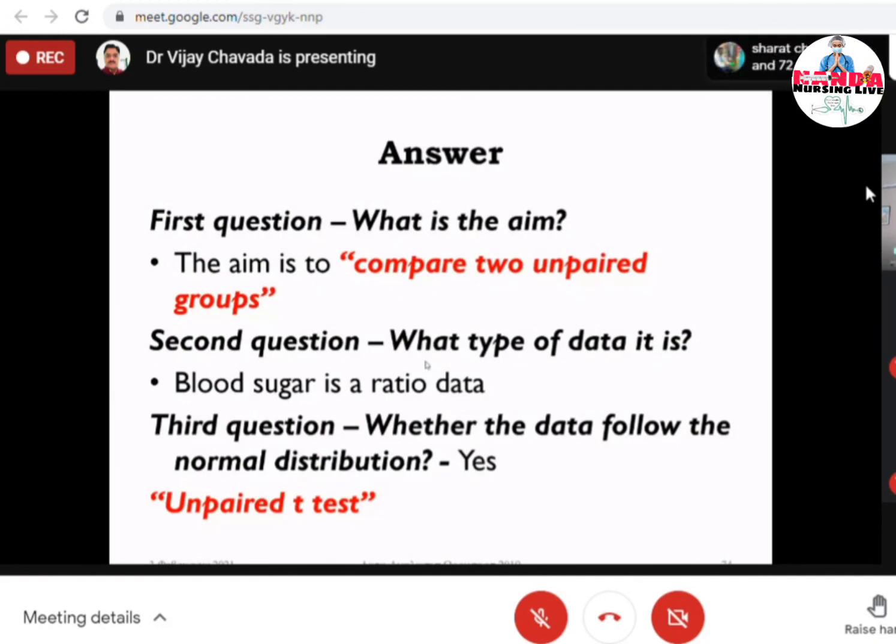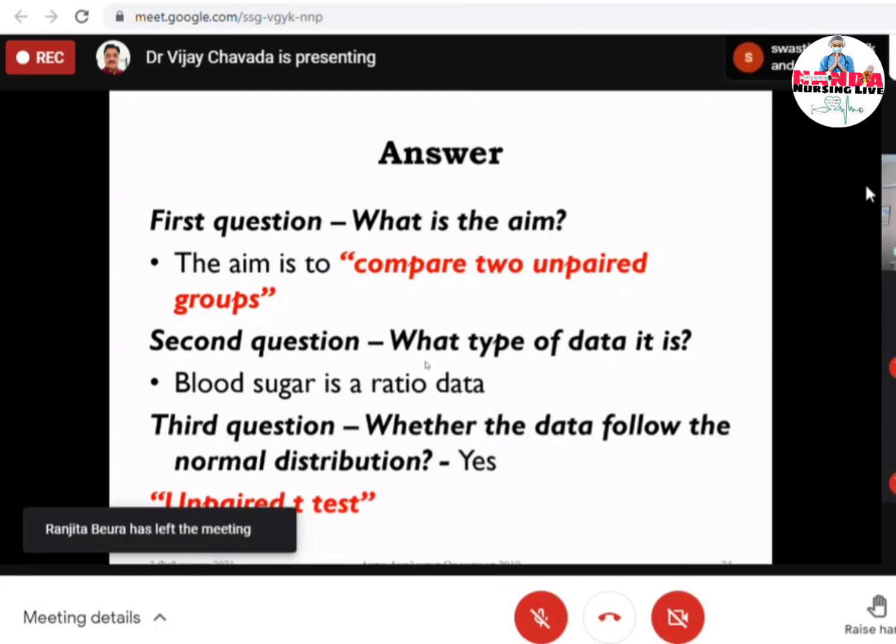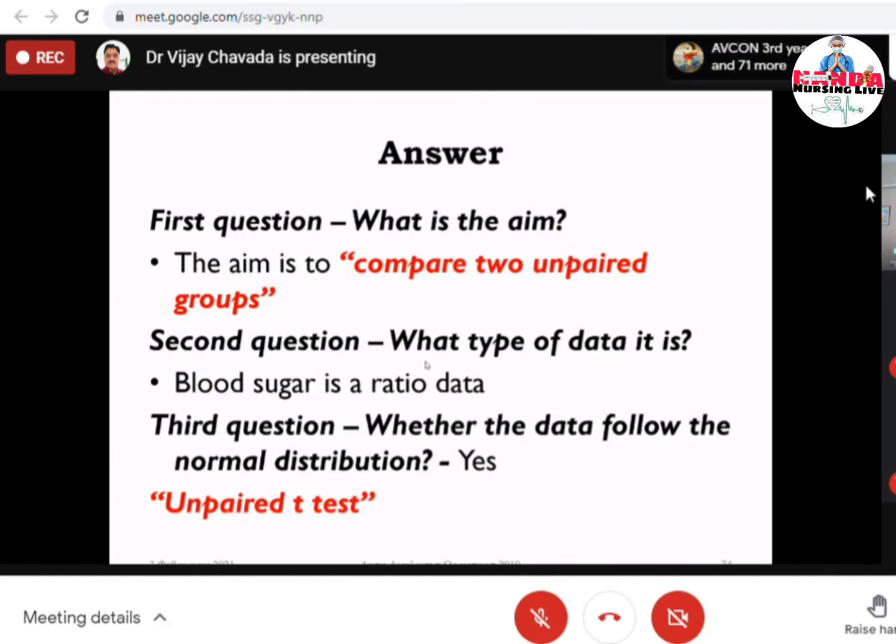The second question that should come to your mind is what type of data it is. Blood sugar is ratio data. The third question should be whether it is following a normal distribution. Blood sugar, being ratio type of data, follows a normal distribution, or else we will test it by the normal distribution tests. So when you have two unpaired groups, you use the unpaired t-test or independent t-test.